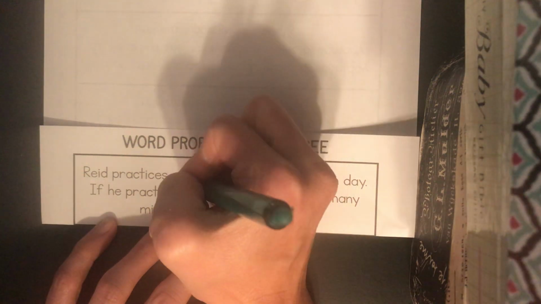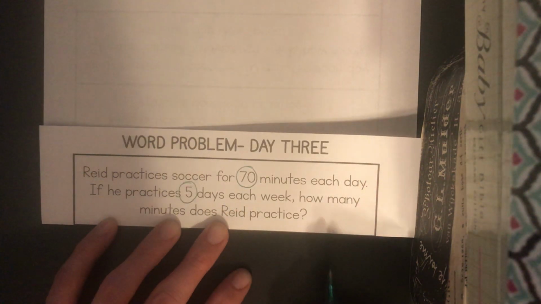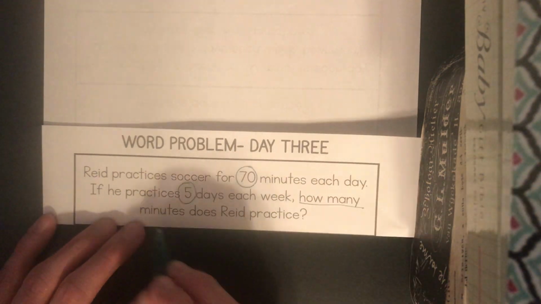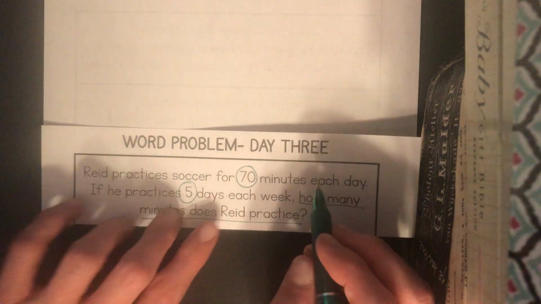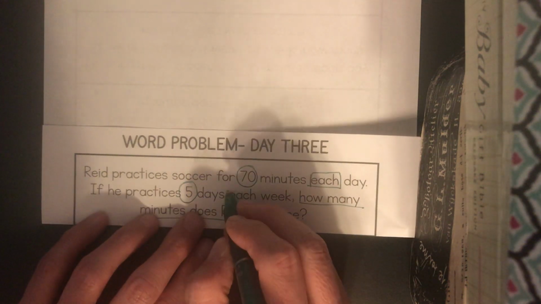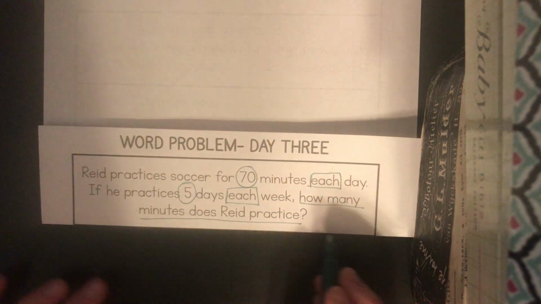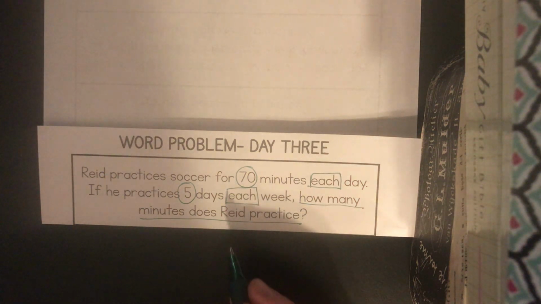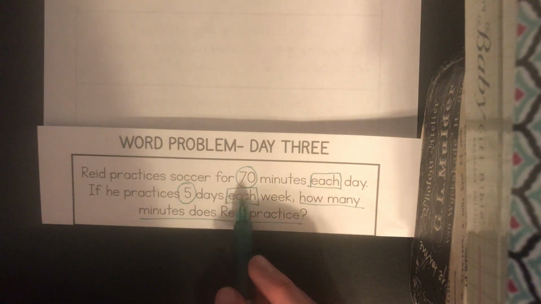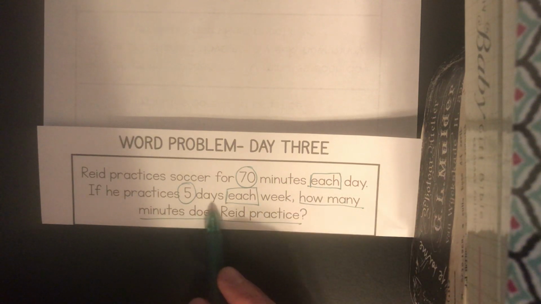5 days each week. Okay, so now we'll underline our question. How many minutes does Reed practice? Okay. Oh, each keyword. Each keyword. All right, so each means we're going to multiply or divide. Let's see. Practice 70 minutes each day and 5 days each week. How many minutes?